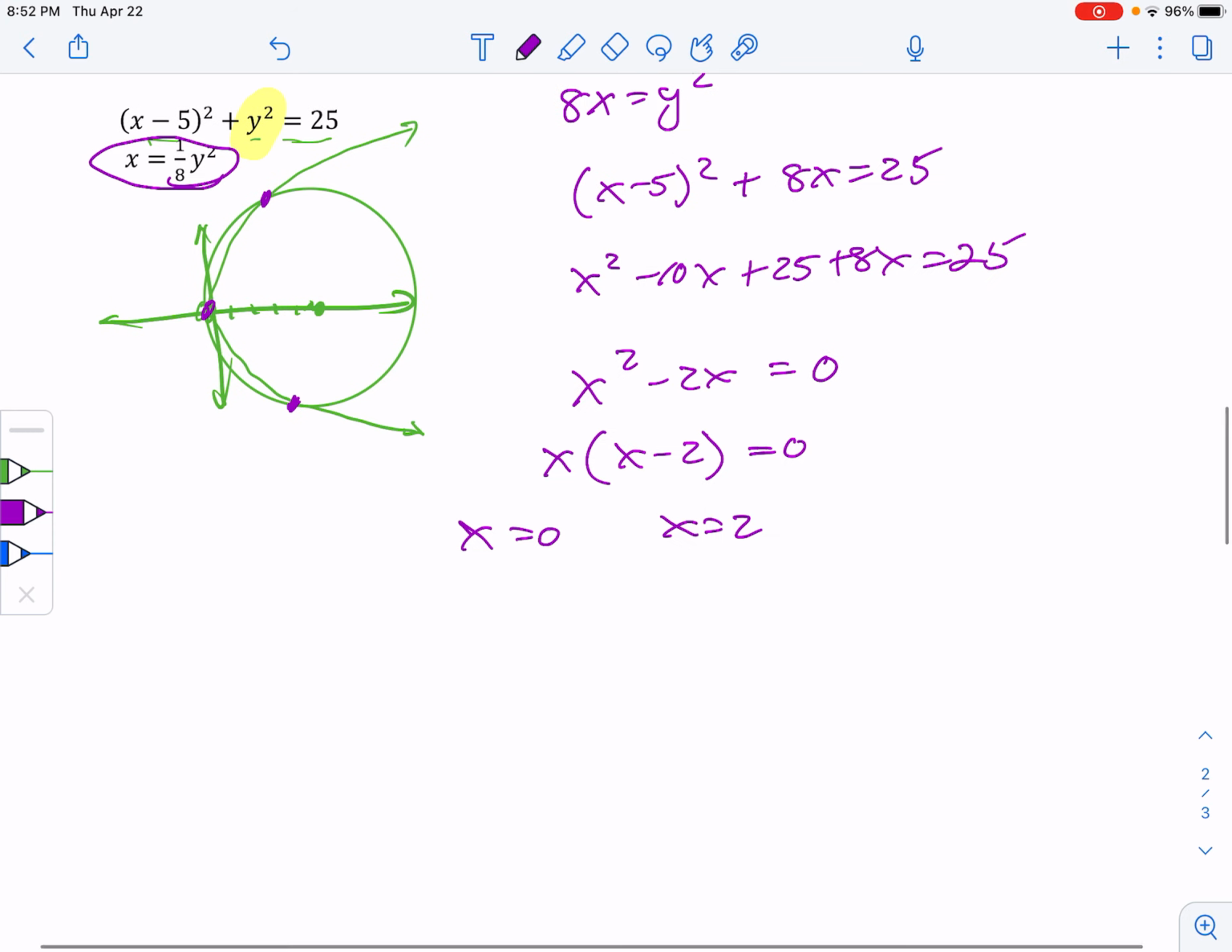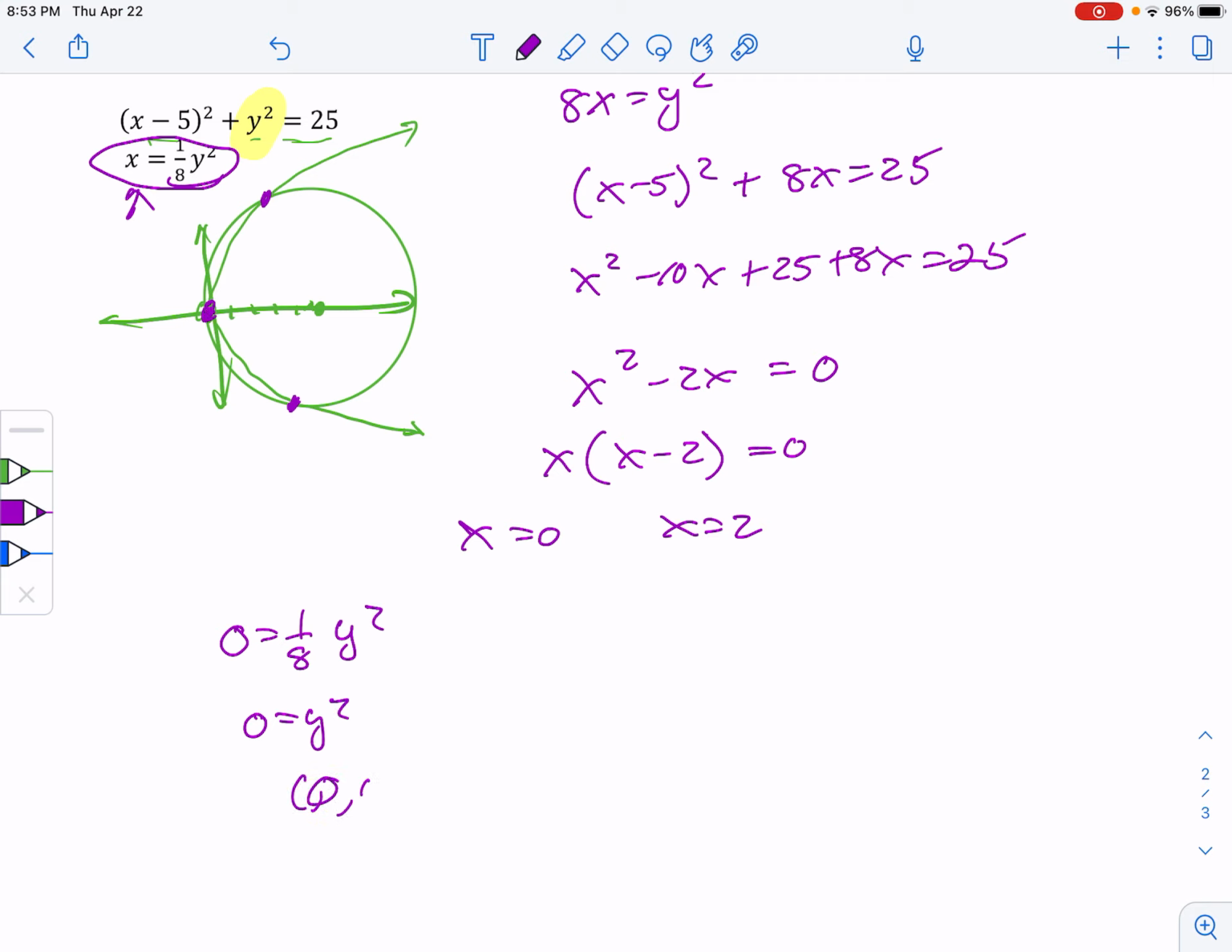Well, I go back and plug that in here. So 0 equals 1/8 y squared. You multiply by 8, you still get 0. So it goes through 0, 0. That makes sense. Then you plug in 2. You multiply by 8 and you get 16 equals y squared. You take the square root of 16. You need the plus or minus, so you have y is equal to plus or minus 4.